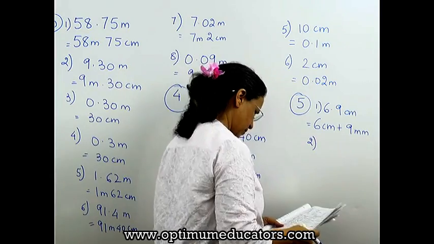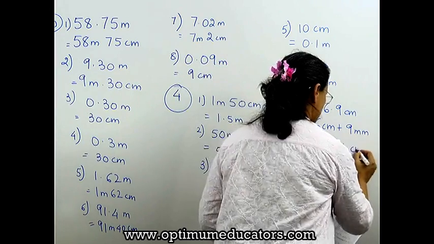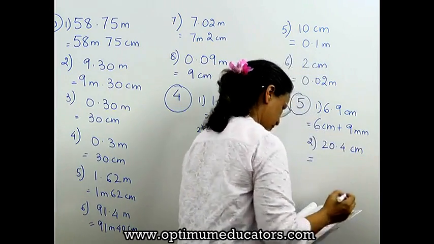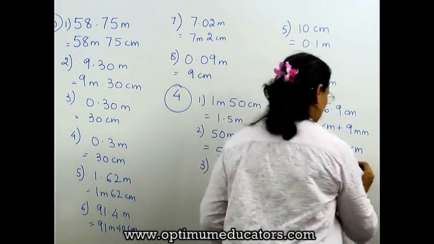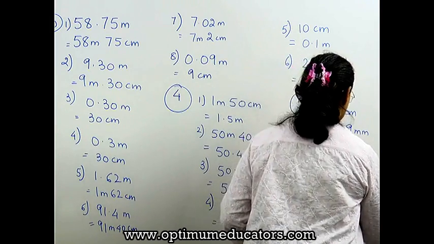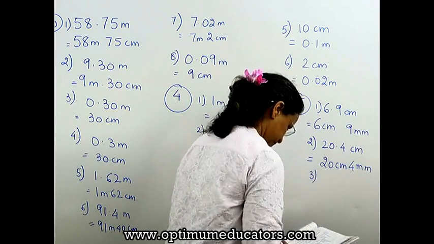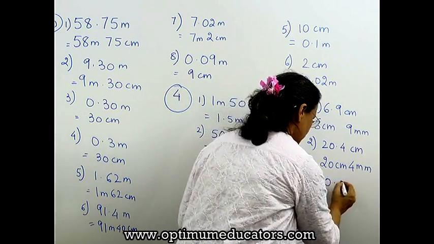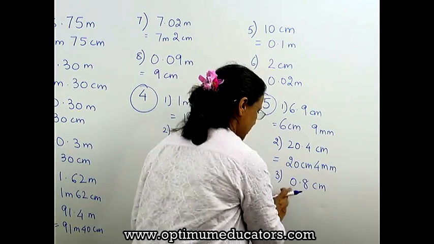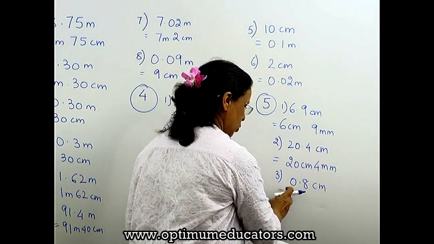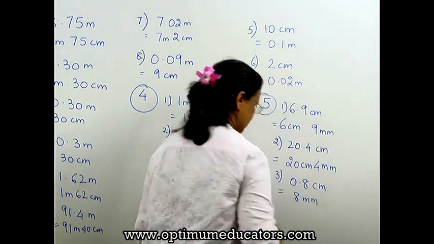Second one, 20.4 centimeters. So what will that mean? 20 centimeters and 4 millimeters. Okay. Third one, 0.8 centimeters. So that means over here centimeters will be 0, there is no centimeter at all, and only 8 millimeters.